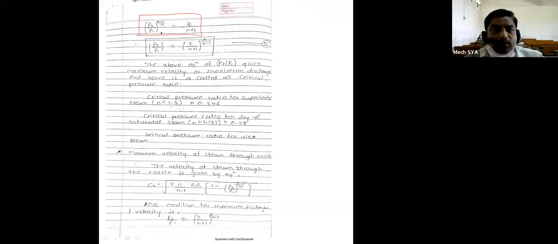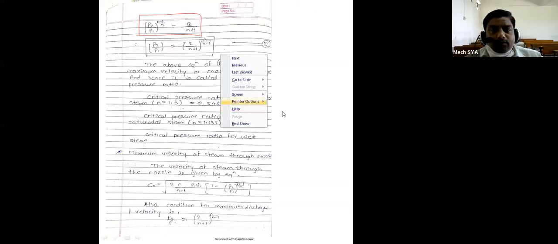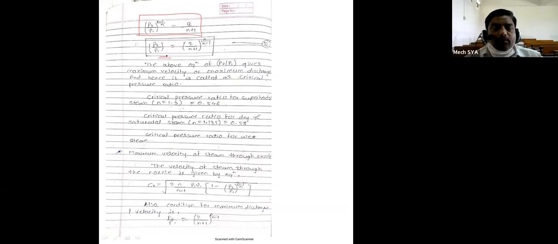Therefore, P2 upon P1 is equal to 2 upon (n plus 1) raised to n upon (n minus 1). This is the final critical pressure ratio. This is the condition for maximum discharge. P2 upon P1 is equal to 2 upon (n plus 1) raised to n upon (n minus 1). Now write down these two steps. Understand, all are mathematical adjustments, mathematical indexing laws to be applied.